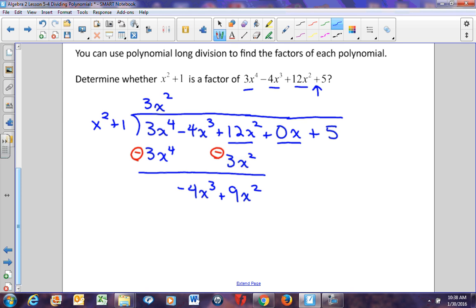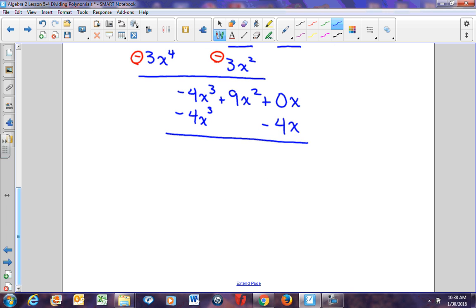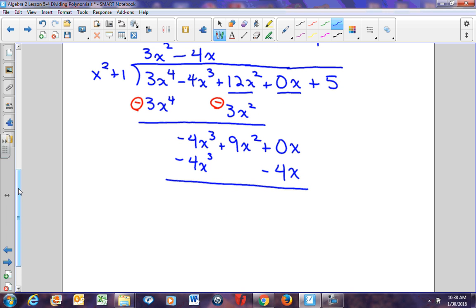All right, now, what do we have to multiply x squared by to get negative 4x to the 3rd? Negative 4x times x squared is negative 4x to the 3rd. Negative 4x times 1 is negative 4x. Well, guess what? I'm going to have to bring my 0x down here so that I can line up my like terms with this negative 4x over here. Okay. So now when I subtract, I will be changing all my signs. When you subtract, you change all your signs.